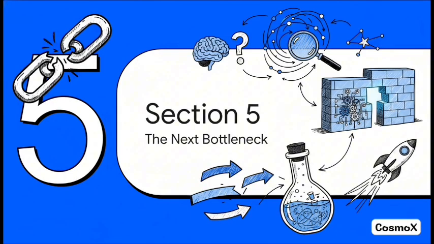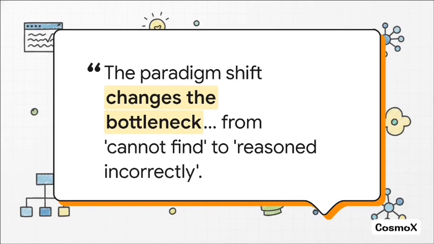Now, what usually happens when you solve one big problem in science, you end up revealing the next one. So let's look to the future in Section 5. What's the next bottleneck? This quote from the research paper just sums up the new reality perfectly. The bottleneck has shifted. The core problem is no longer that the AI cannot find the right information. The problem now is that it found the documents but reasoned incorrectly. We've given it a library card, now we have to teach it how to actually think critically about what it reads.